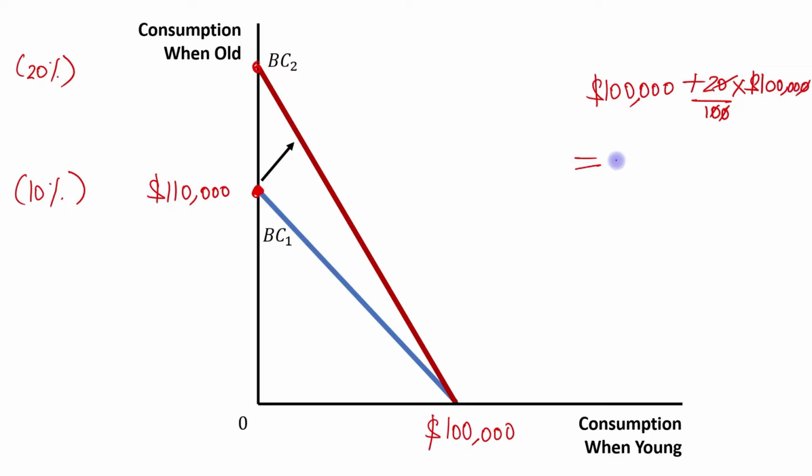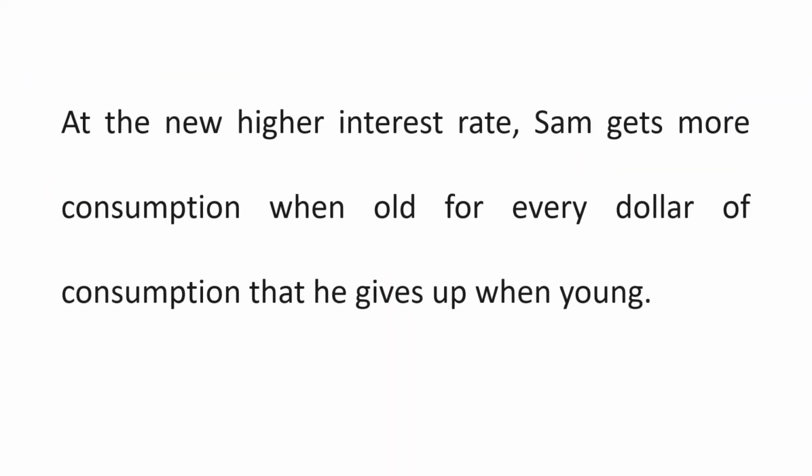So this will be $120,000. So this coordinate can be written as $120,000. So what it is trying to say here is that at this new higher interest rate, Sam will get more consumption when old for every dollar of consumption that he gives up when young.